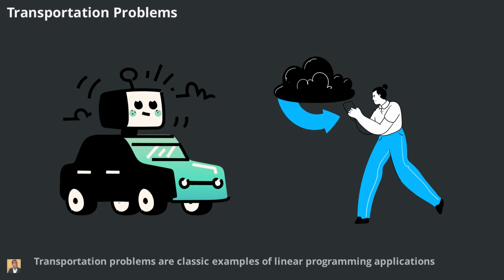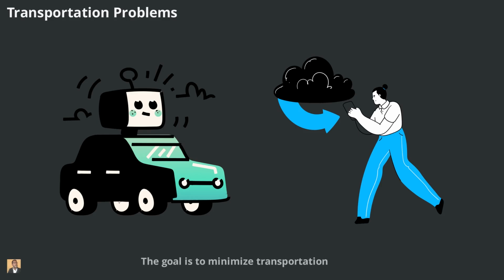Transportation problems are classic examples of linear programming applications. The goal is to minimize transportation costs while meeting supply and demand constraints. The Simplex method provides a systematic approach to solving these problems, ensuring efficient allocation of resources and optimal routing.